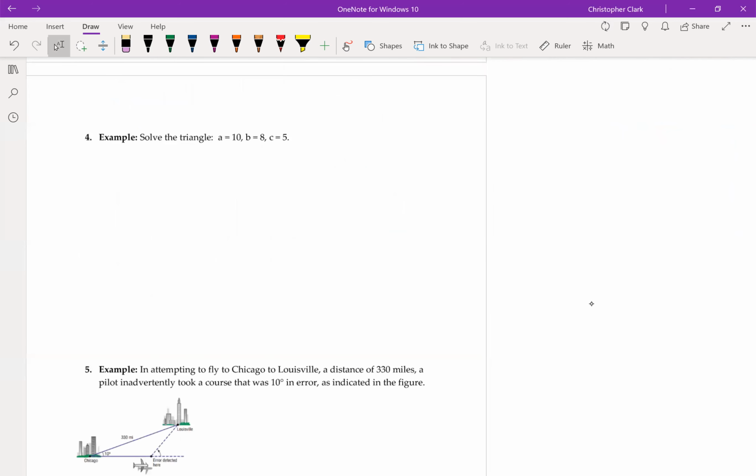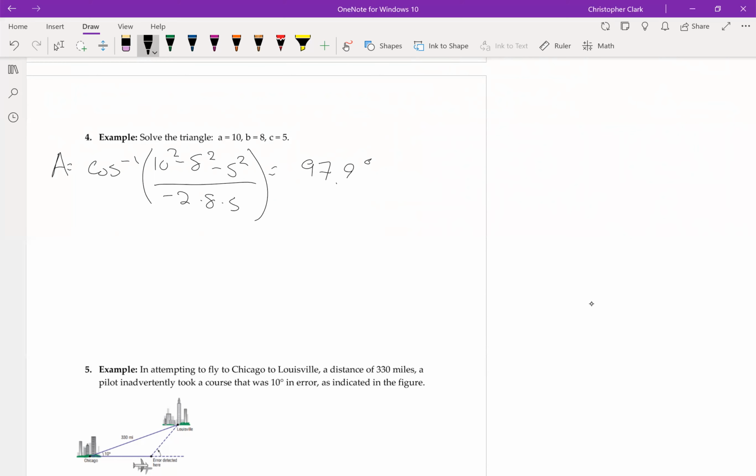In this case, A is the largest, so we're going to start off with A. So just to save time, I'll go ahead and write it as what it looks like at the end. But if you solved for it, you'd get cosine inverse of 10 squared minus 8 squared minus 5 squared, all over negative 2 times 8 times 5. And this gives you 97.9.